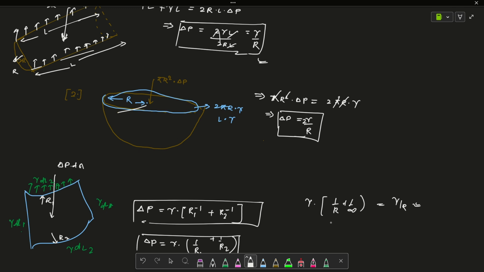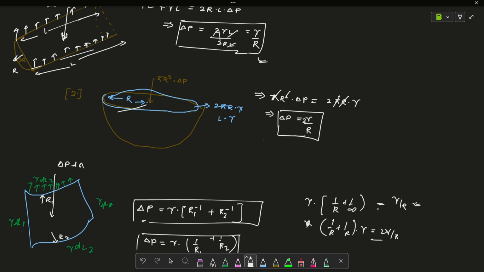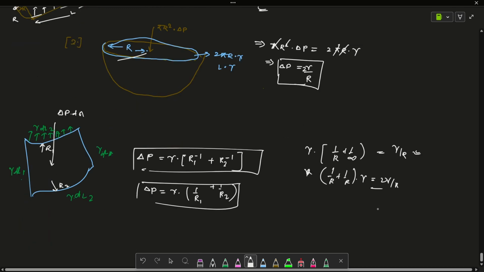We are having the same R here and the same R here. So we can write it as 1 by R plus 1 by R into gamma is equal to 2 gamma by R. So we can confirm these formulas for a spherical body as well.